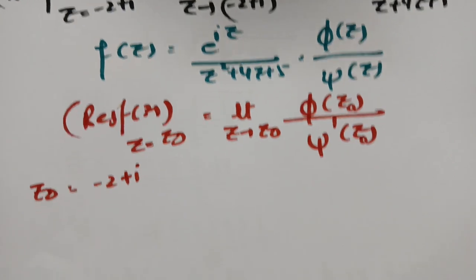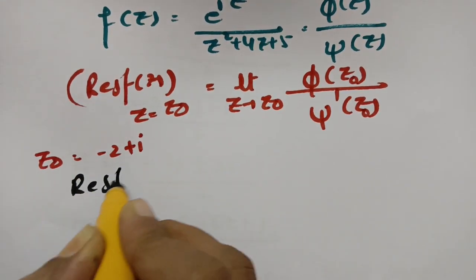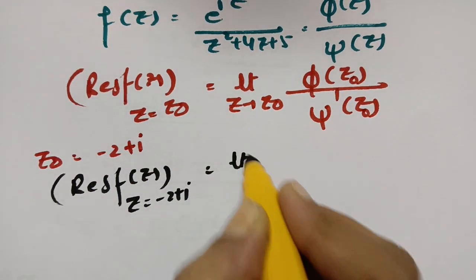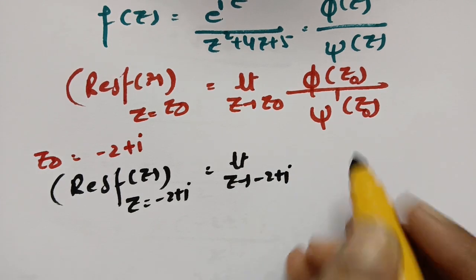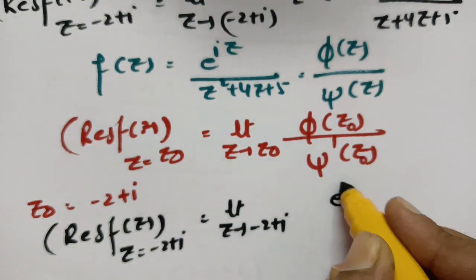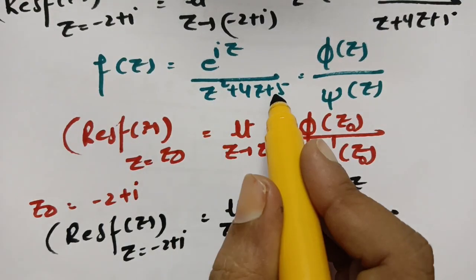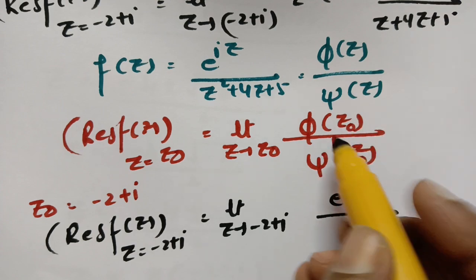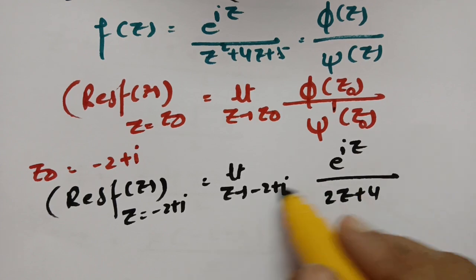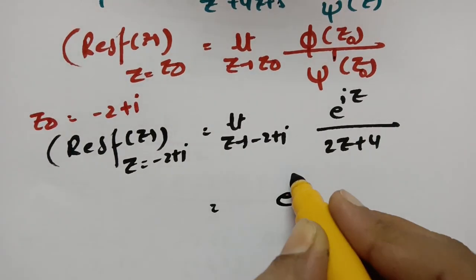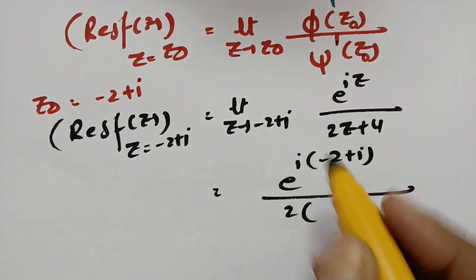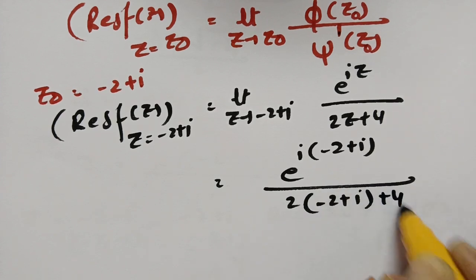So this is the second method of finding the residue, at z equal to minus 2 plus i. This is the limit z tends to minus 2 plus i. What is our phi of z? As it is, we write it like this, and here the derivative of the denominator is nothing but 2z plus 4. So the point is e power i times minus 2 plus i, by 2 times minus 2 plus i plus 4.